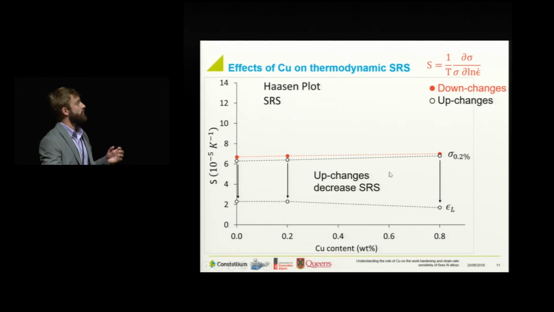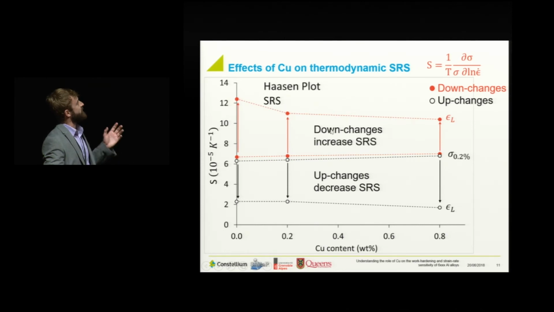If we go ahead and perform the up changes as we get closer to the neck region, we can see that there's a slight decrease in the up change strain rate sensitivity near failure. However, if we do the down changes, we still have the same trend where increasing copper content decreases the thermodynamic strain rate sensitivity. However, the contrary is true. Rather than decreasing the strain rate sensitivity as in the up changes, some other mechanism is taking place, which will actually increase the apparent strain rate sensitivity of these materials.